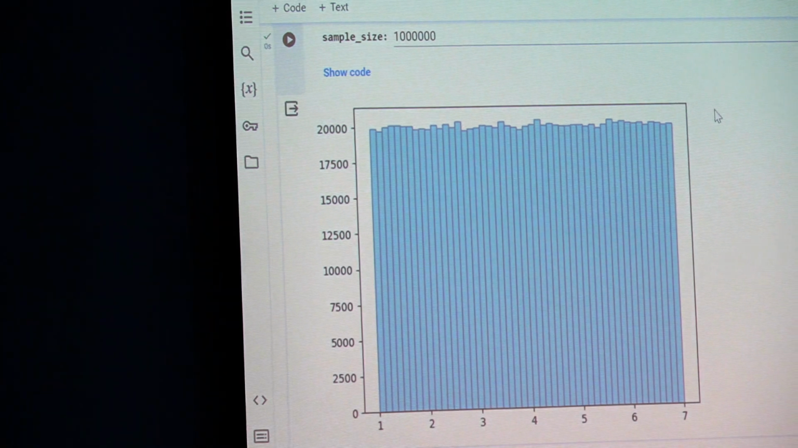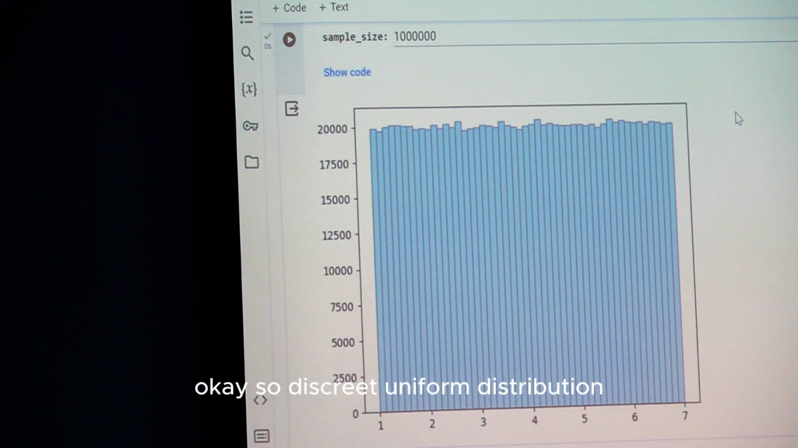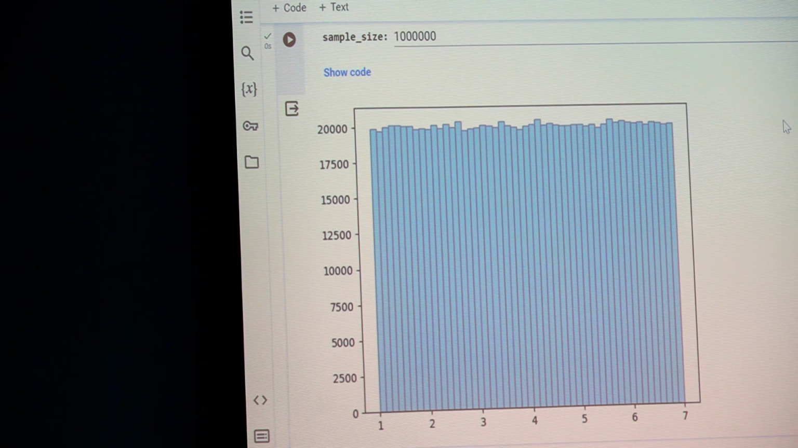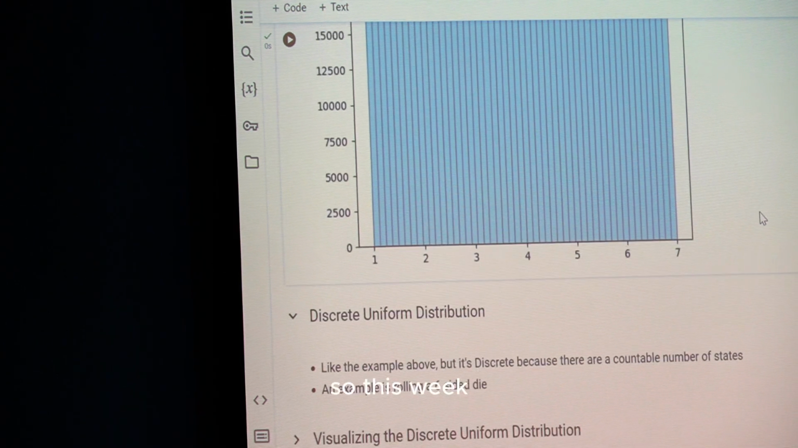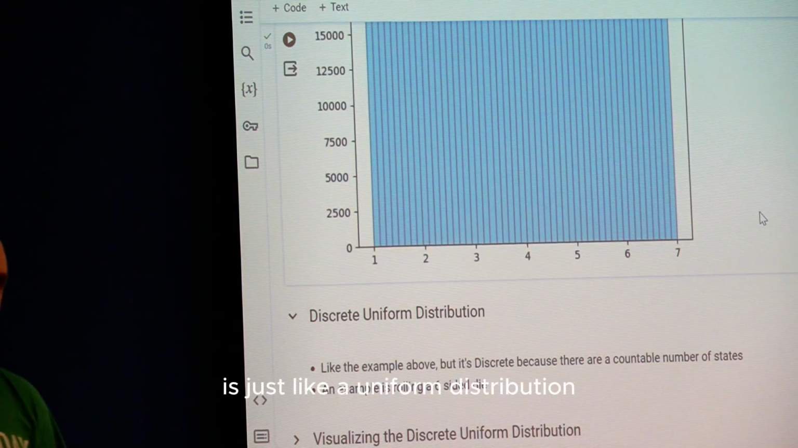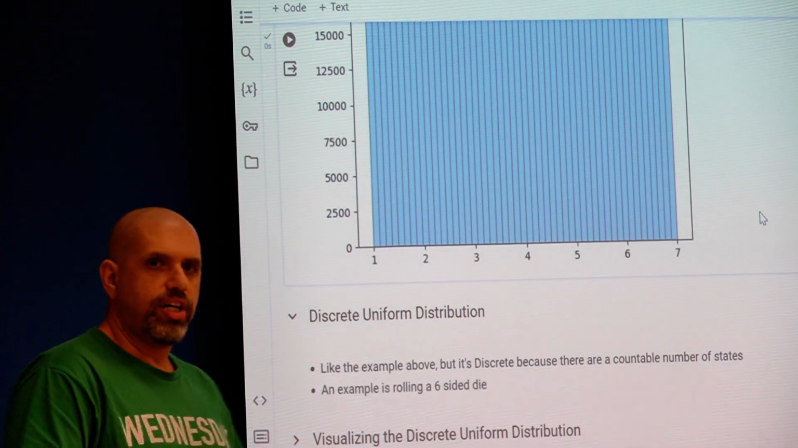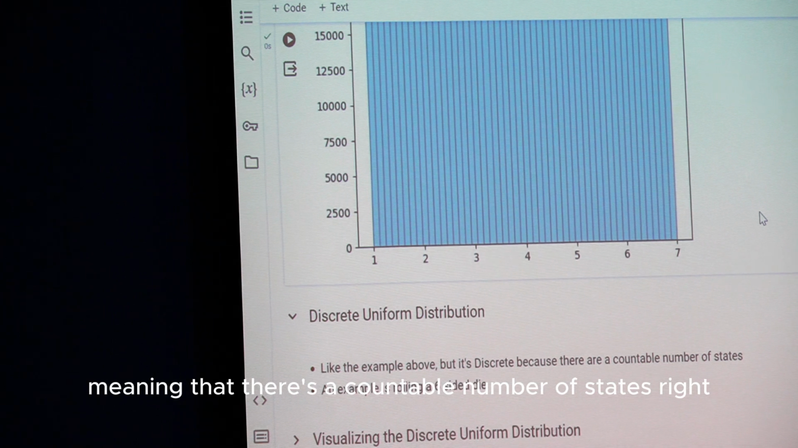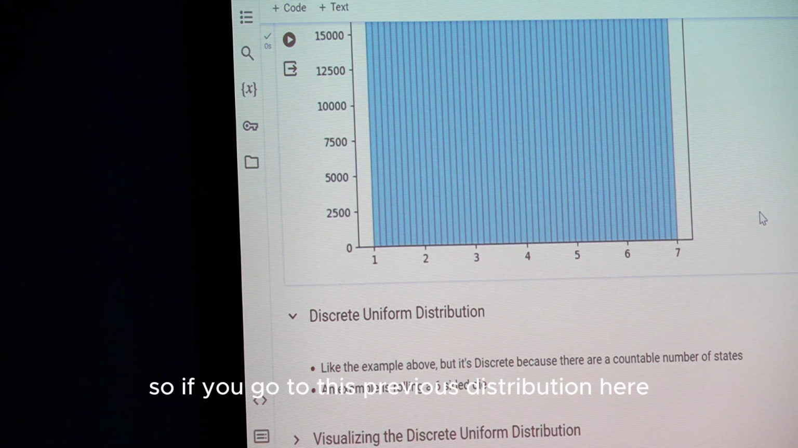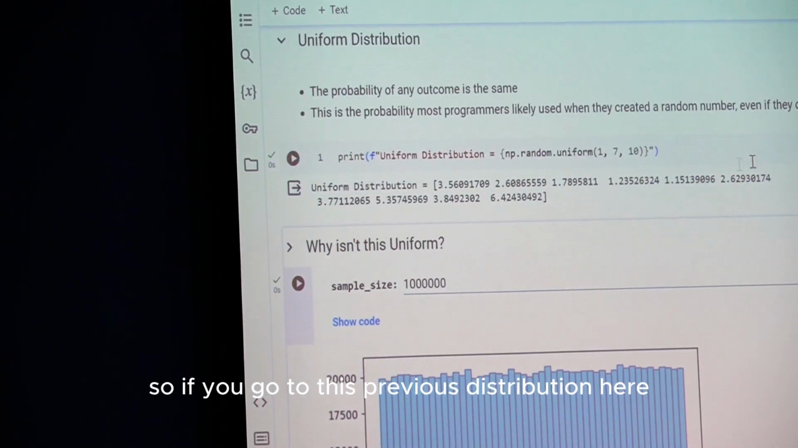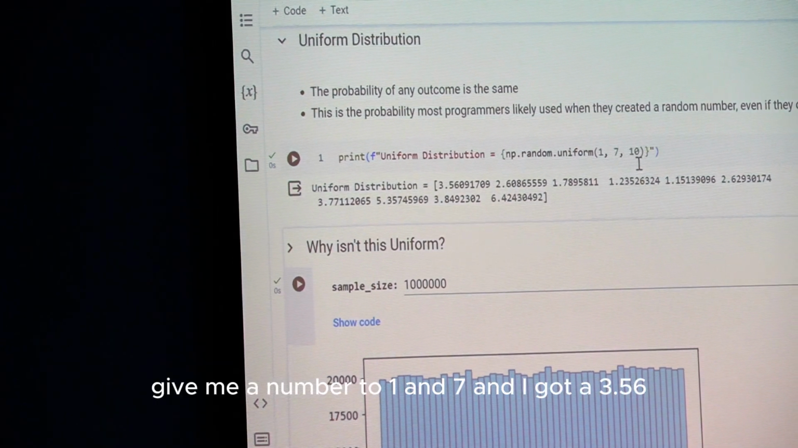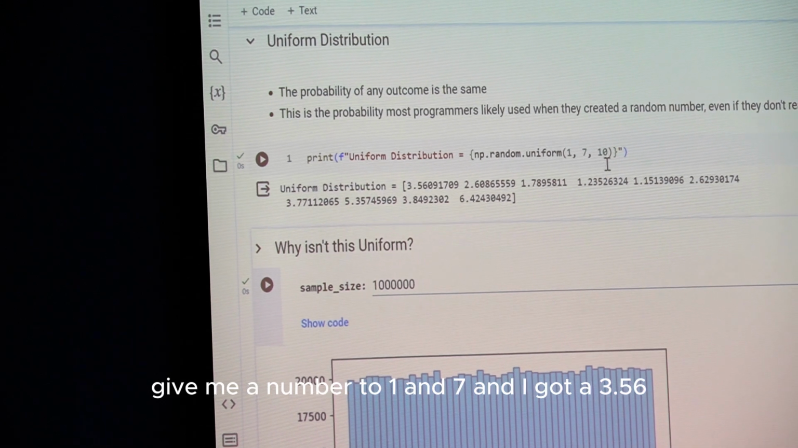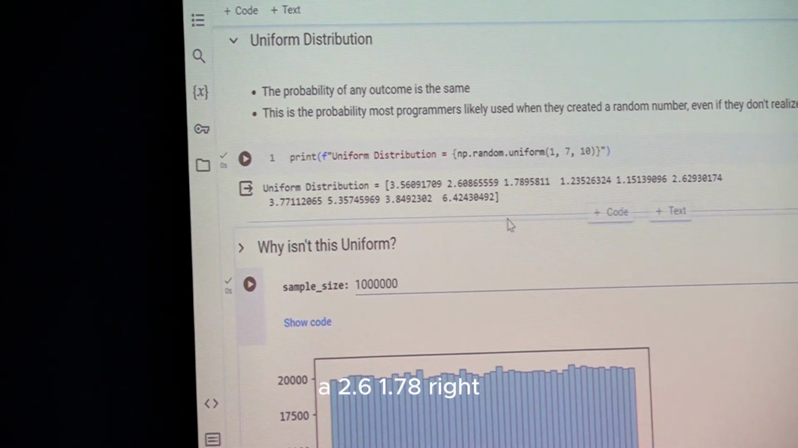Now, okay, so discrete uniform distribution. A discrete uniform distribution is just like a uniform distribution, except that it is discrete, meaning that there's a countable number of states, right? So if you go up to this previous distribution here, you saw that I said, give me a number between 1 and 7, and I got a 3.56, a 2.6, 1.78, right?